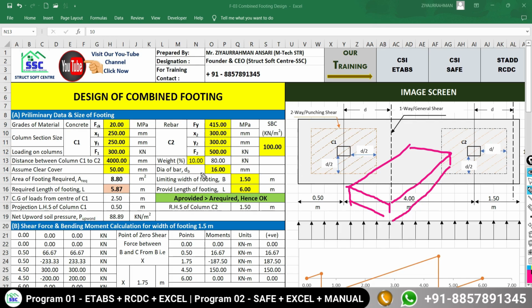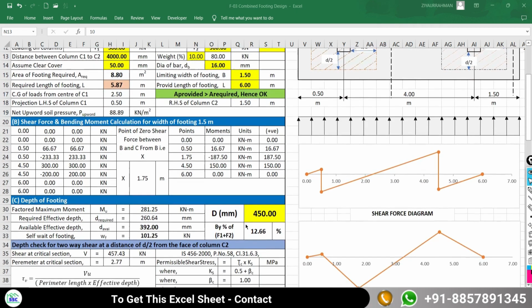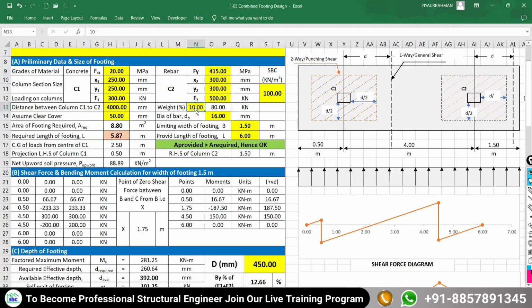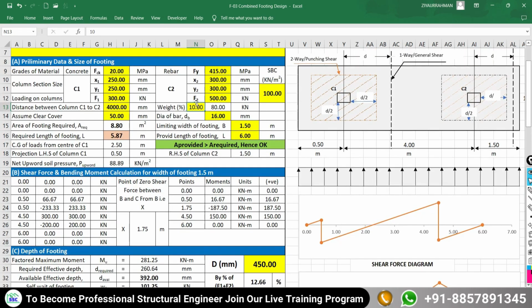But at the early stage we don't know what the size of the combined foundation is. But after deciding the length, width and overall depth of the foundation, we have to consider at least 12.66 percent of the self weight of the footing, but we have considered 10. That is wrong, so I am going to correct it. At least I am going to consider it as 12.66, so I am going to consider it overall as 15% to be on the safer side.